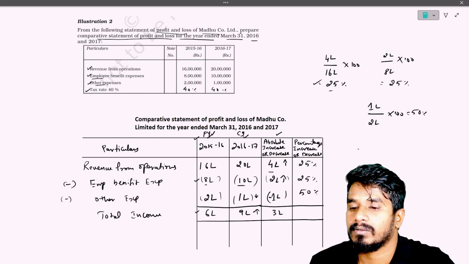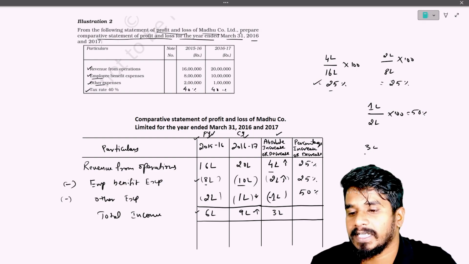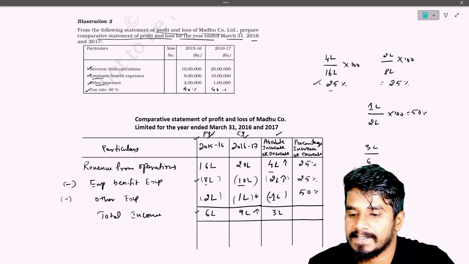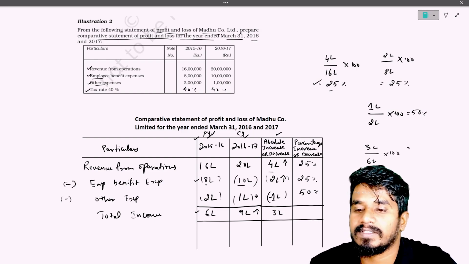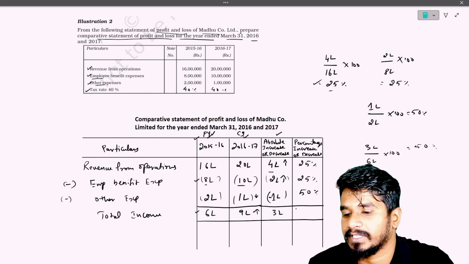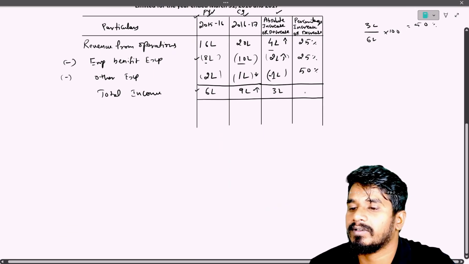What is the percentage? We'll calculate 3 lakh divided by the base year, that is 6 lakhs, into 100. Obviously it will come out as 50 percentage, right?